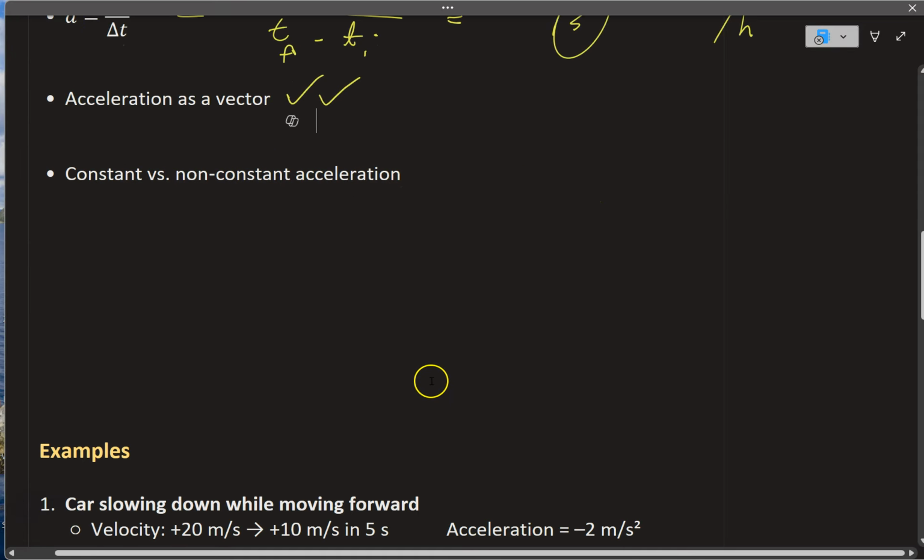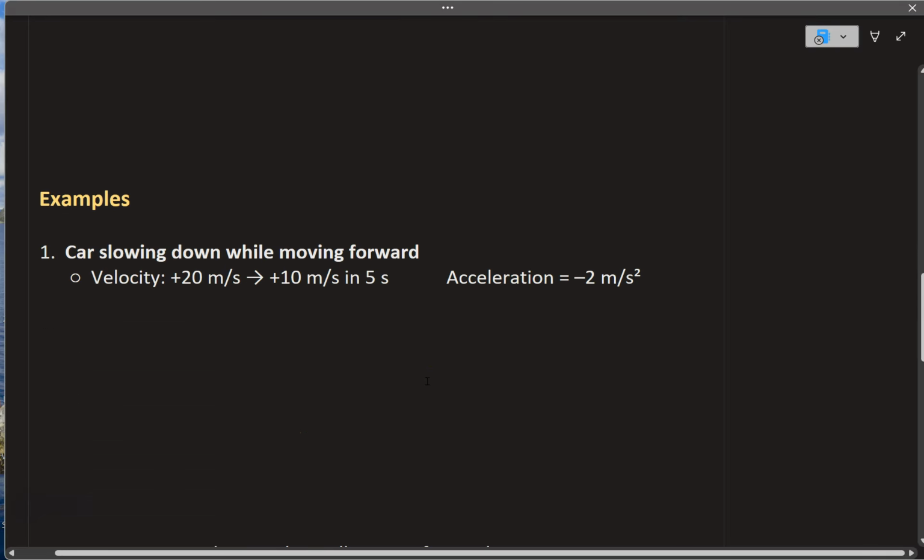All right, let's look at a couple of examples. The first one, very easy. Car slowing down while moving forward. Very good. So originally, you're moving at 20 meters per second, then you slow down to 10 meters per second, and the time that it takes is 5.